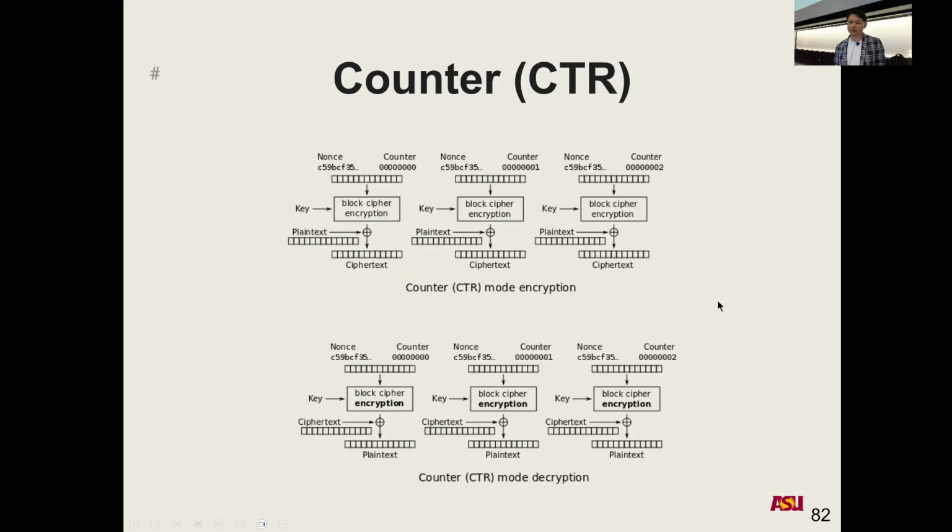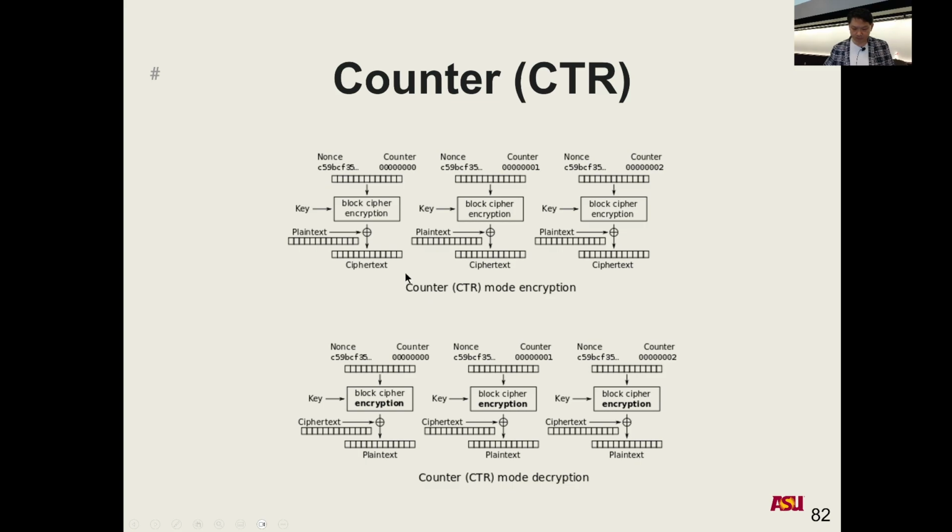The last one, counter mode, CTR. Other than these three modes, other modes are also highly developed and used in the real world. Anyway, the last one, the counter mode.